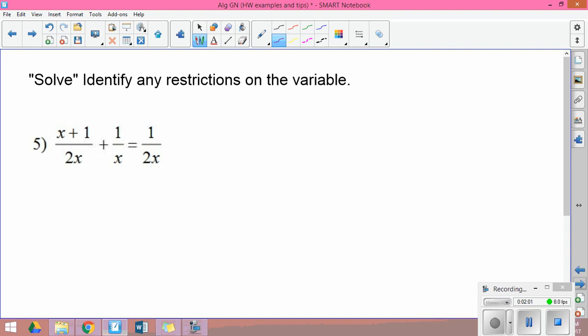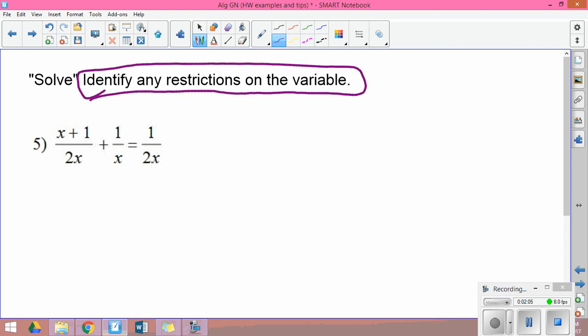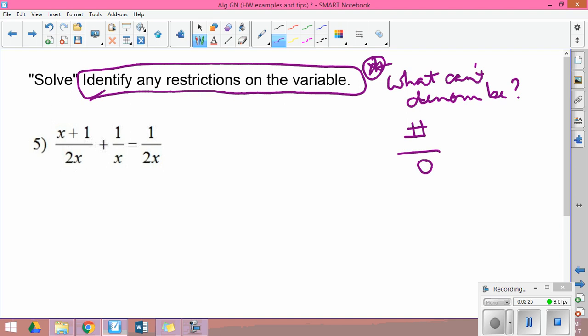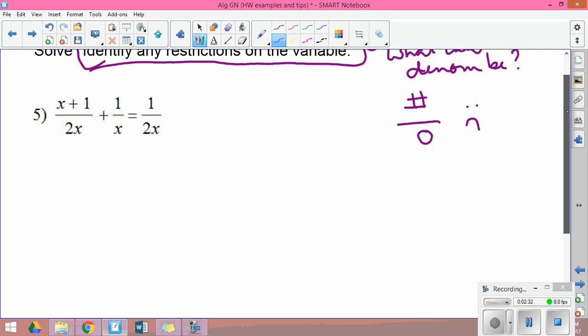So the first thing we have to talk about is restrictions on the variable. This is a key point because this is a point on the test. So basically, restrictions on the variable is what can't the denominator be? Well, we know that you can never have 0 in the denominator of a fraction. That's bad. It's bad math grammar and it can't happen.